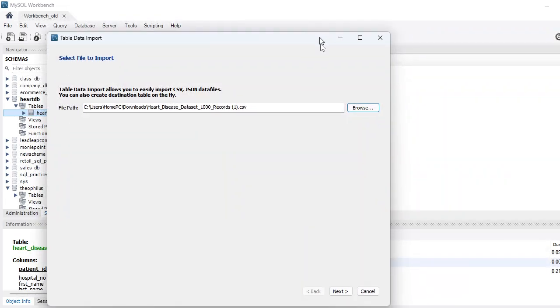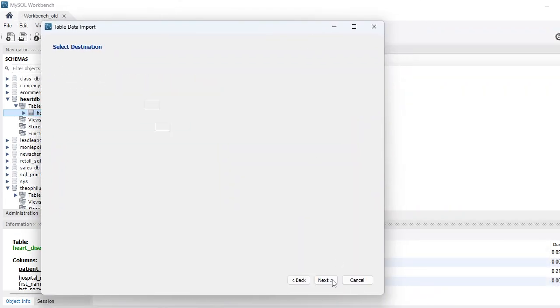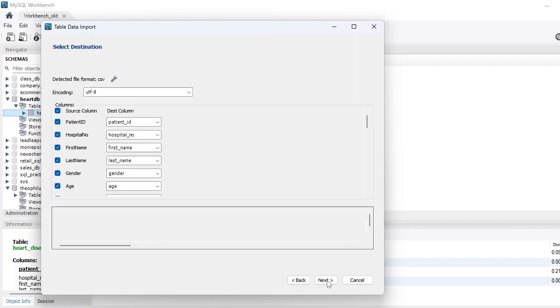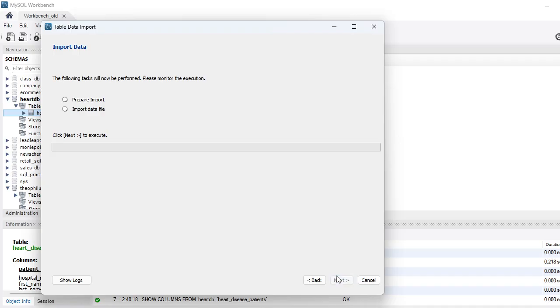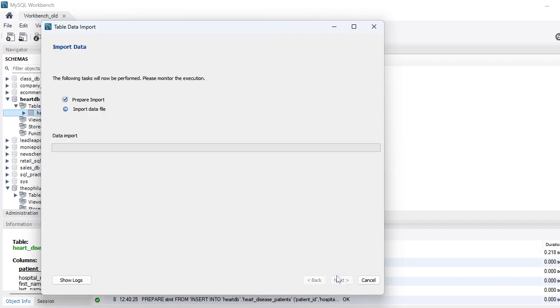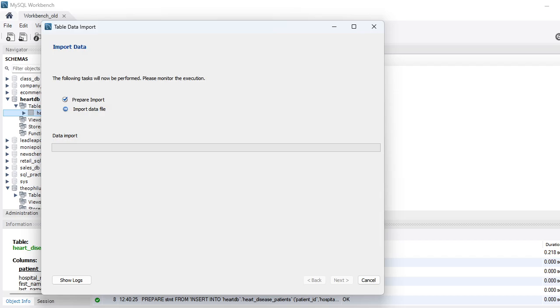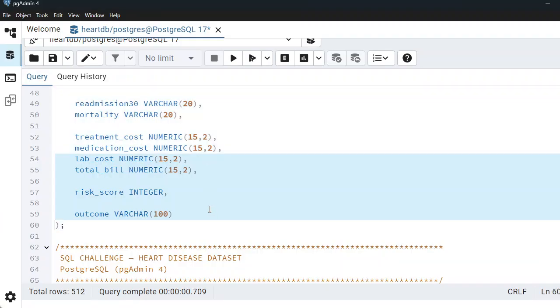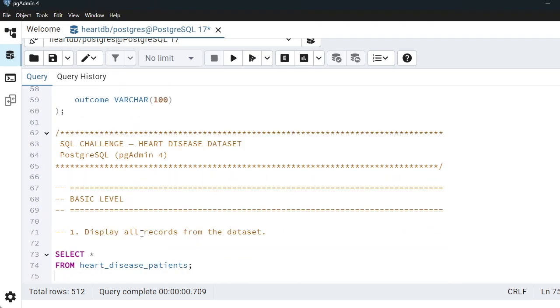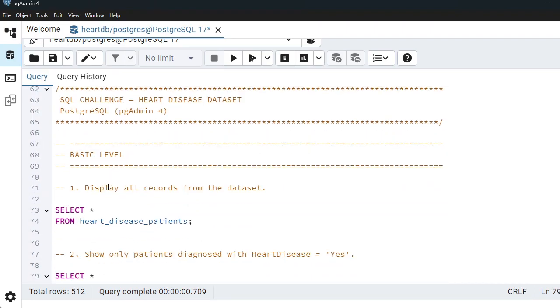Alright, so after that you click on next. I pray it loads, because my SQL Server always gives some trouble, but I think the dataset is actually large but it's going to load. So this is what it's going to do, it's loading now. Alright, so that's all about this one. If you are using Workbench, or pgAdmin 4, which is Postgres, which I actually love because it's very good. The first question here is: display all the records from the dataset.